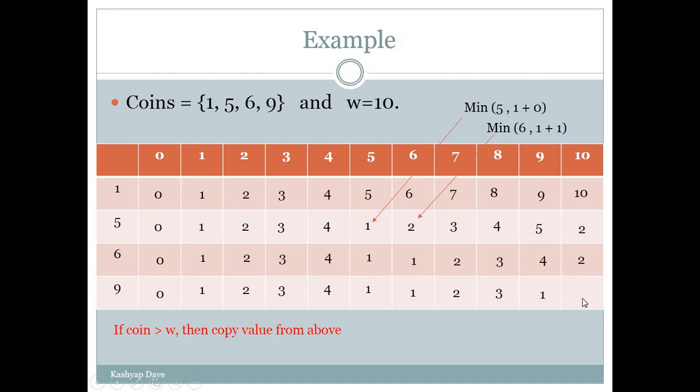Again for 9 and 10, we deduct this 9 from 10, so 1 plus the value in this row at 1, which is 1, so 1 plus 1 is equal to 2. So you will always find the minimum number of coins required to make the amount in this corner. Okay, so this is the second problem of making change.